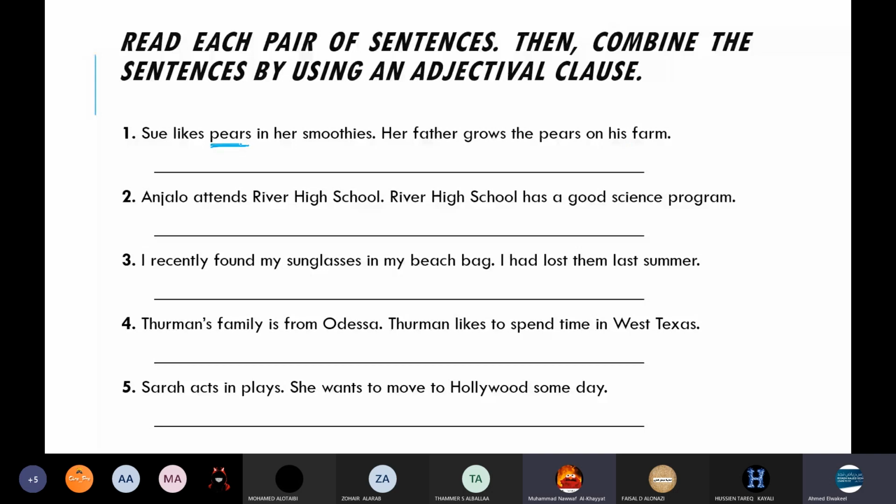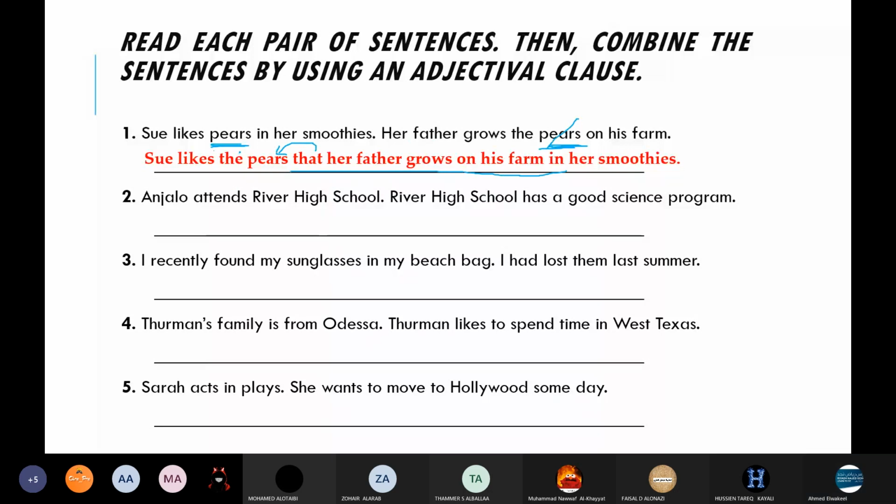So I have here pears in sentence number 1, and also the pears in sentence number 2. Sue likes pears, which her father grows on his farm. Bravo. So simply we ellipse pears from the second clause, and we include the information about it after the noun in the first one. So Sue likes pears that her father grows on his farm, all of that identifies the pears in here.